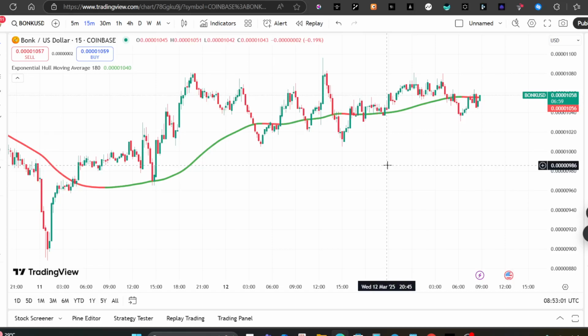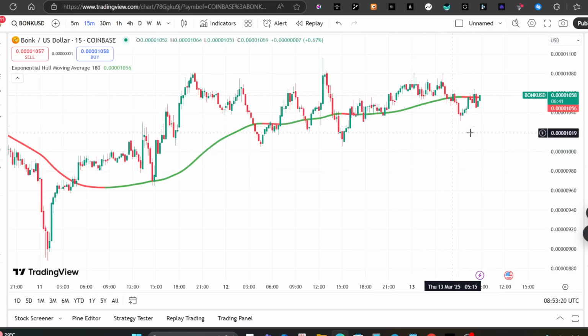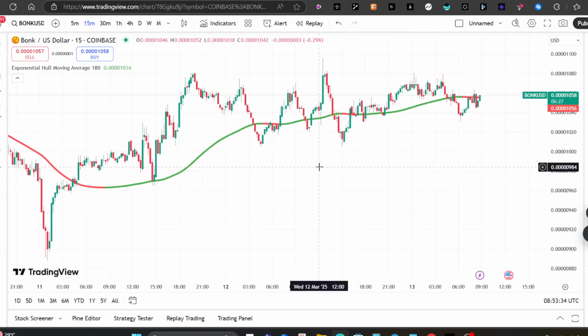Now, if all of that sounded complicated, don't worry. The good news is you don't need to calculate it manually because most trading platforms, including TradingView, MetaTrader, and NinjaTrader, already have the calculations done for you. That is the reason why you have the indicator just right there. When you load it on your chart, it does the mathematics for you. You don't need to do any manual calculation. So all you need to do is just add it to your chart and adjust the settings to match your strategy.